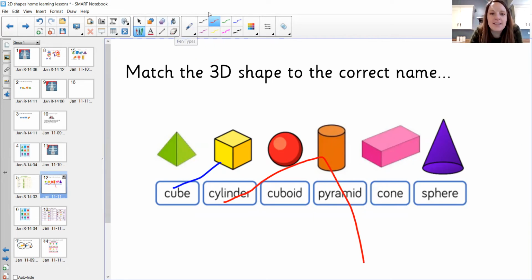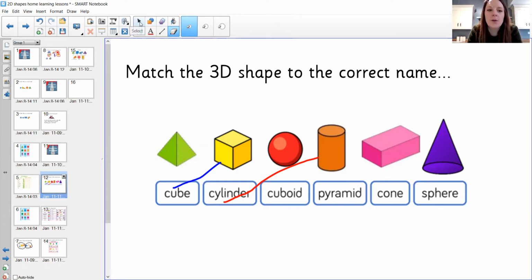Okay, next one is a cuboid. The word says cuboid. That's a tricky one. Which one was that? Cuboid. So you put your finger on the cuboid word, and I would like you to draw a line in the air. Which one on the screen is the cuboid? The cuboid is over here, this pink shape here. That is a cuboid. Well done.